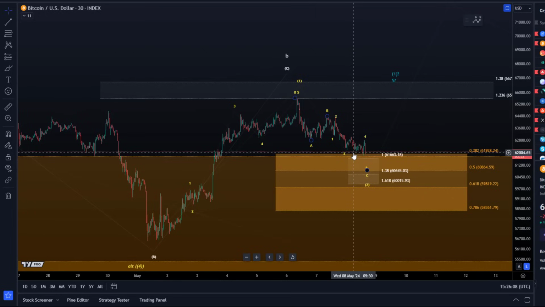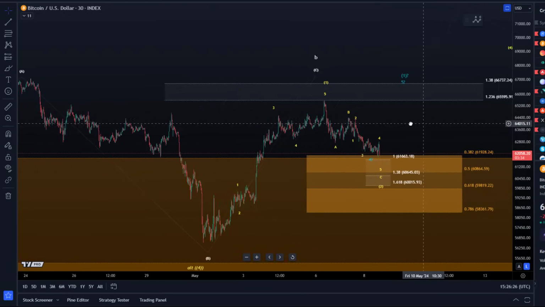As I already explained in the last video, we had already seen a completed ABC structure. Now that never means that the correction is complete. Actually, I already highlighted to you in the last video that we'd like to see it get down to about 61,660 to reach that 100% extension level.